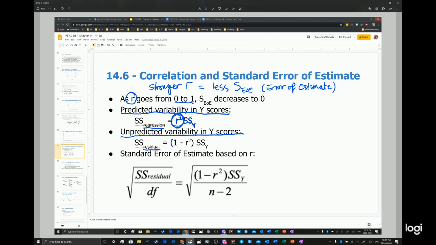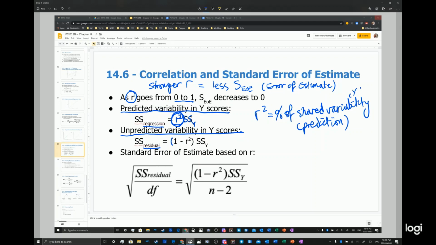And notice here, remember, your r squared is a percentage of shared variability between the two variables. And this is what we predict. This is our prediction of how the variables correlate or how they change, what their variability is in relation to each other, the shared variability of x and y. I'll use the "and" symbol here, so not adding them.